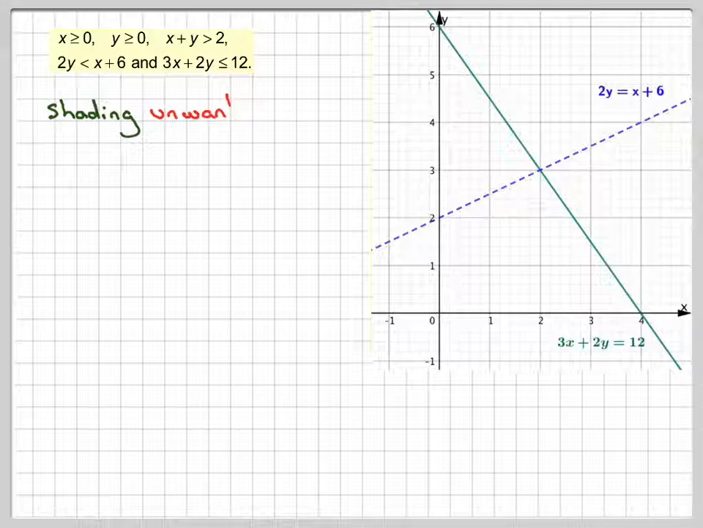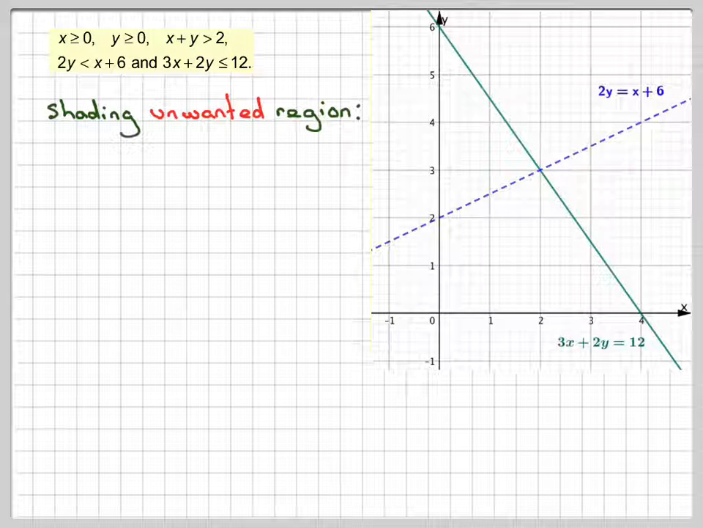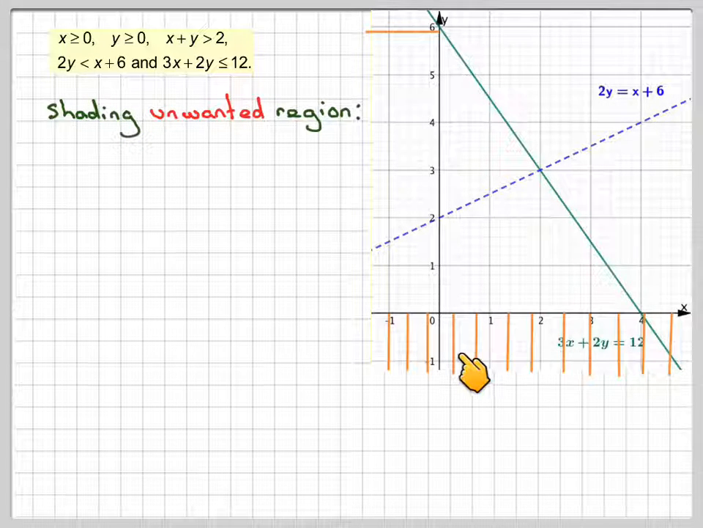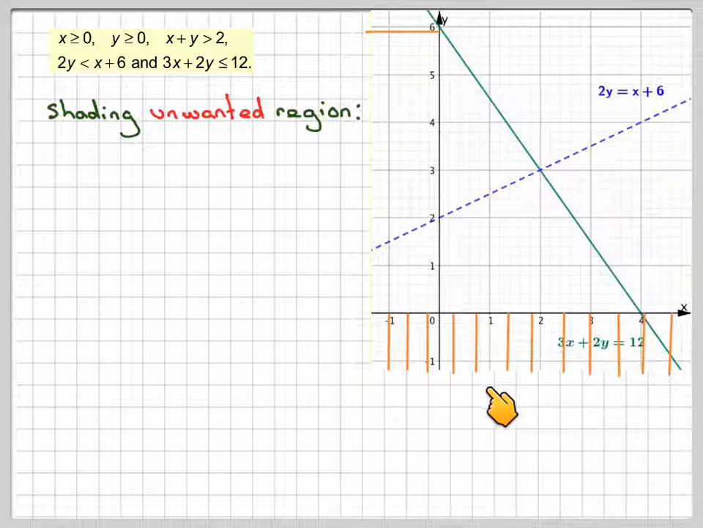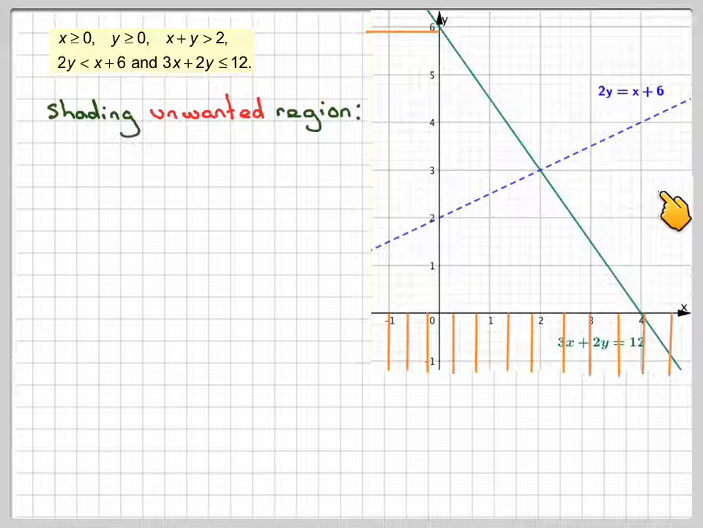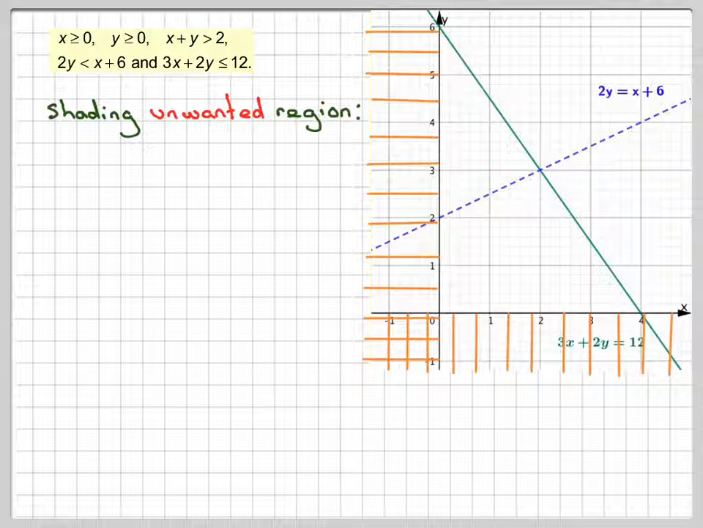Okay, so shading the unwanted region. This is the region where y is less than 0, so we're just doing this one first. This is the line y is equal to 0, and we wanted more than, so I'm shading the unwanted bit underneath. The important thing when you're shading is to do it with a ruler and make sure that your shading lines are at right angles to the line you're considering. For x is greater than 0, that's this side of this line, so we shade that side because we're shading out the unwanted region.